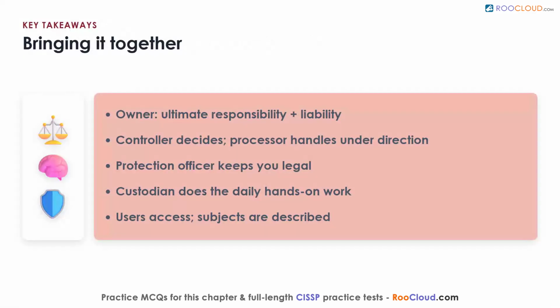So let's bring it together. The data owner carries ultimate responsibility and can be held liable. Controllers decide why and how personal data is used, while processors handle it under strict direction. A data protection officer keeps the organization aligned with privacy law. Custodians do the daily, hands-on protecting, running backups and permissions. Users access data for their work, and subjects are the people the data is about. Pin every role clearly, and accountability stops being a guessing game.